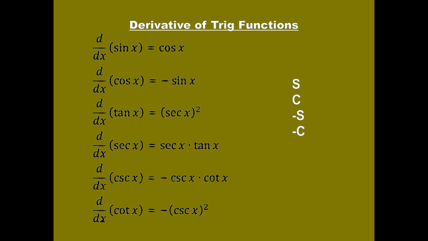Now on to tangent. The derivative of tangent x is secant squared x. The derivative of cosecant x is negative cosecant x cotangent x. The derivative of secant x is secant x tangent x. And finally, the derivative of cotangent x is negative cosecant squared x. It may seem like a lot coming at you, but memorizing these will help you in the future.